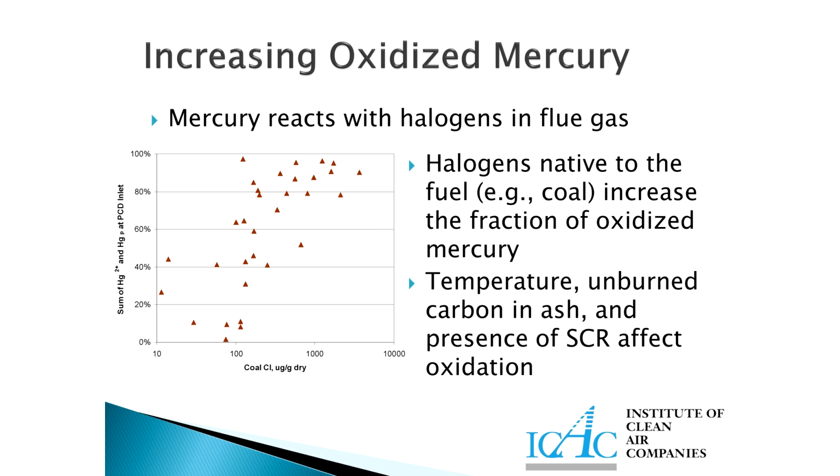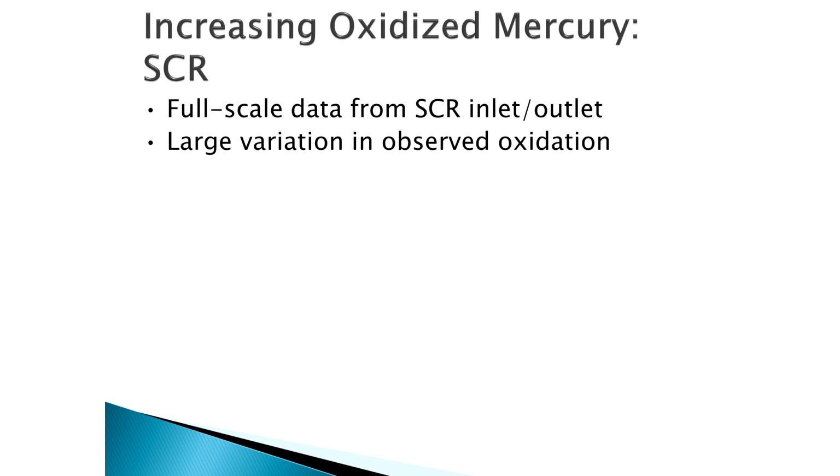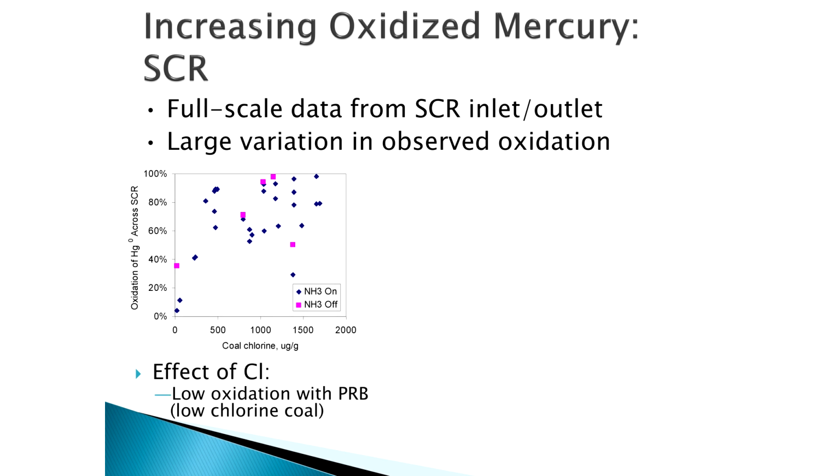So you can increase the amount of oxidized mercury if a plant has an SCR. A lot of coal-fired power plants have SCRs, not really that many industrial boilers or cement kilns. There's a couple of factors that are important for that. Now, as we heard earlier, SCRs are used to reduce NOx to NO2, but the catalyst can also oxidize elemental mercury. One of the factors is the effect of chlorine.